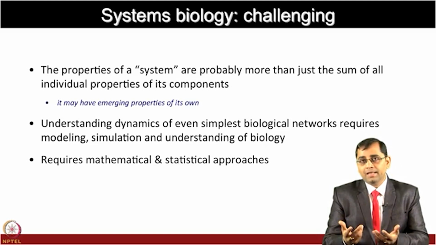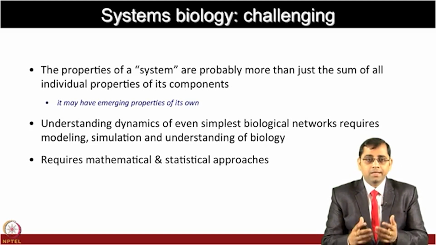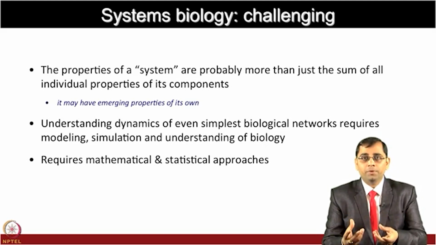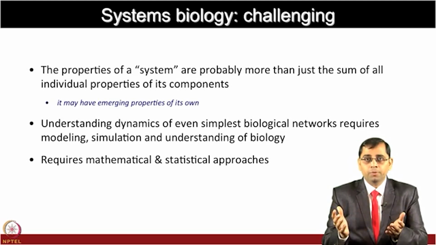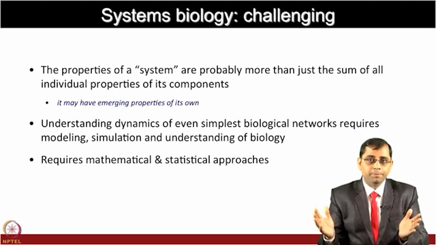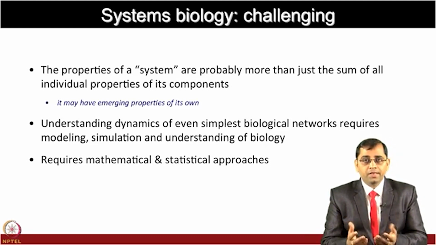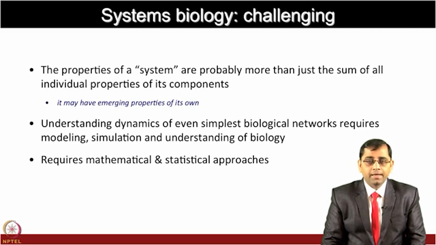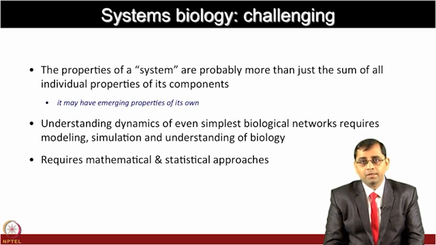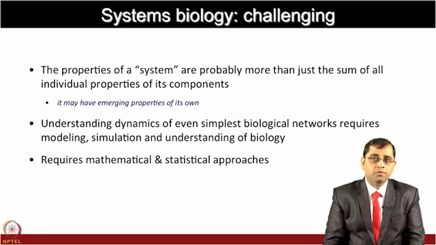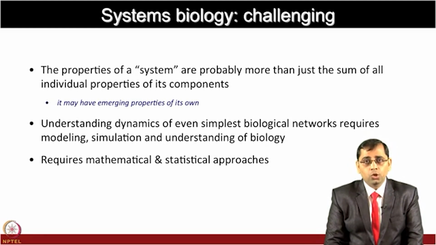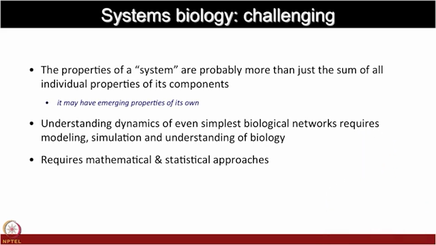And when you do systems analysis, you might find out that the system may have its own emerging property on its own, which was not possible just by looking at each piece separately and then combining them together. Understanding the dynamics of even the simplest biological networks requires a lot of computational power using modeling, simulation and understanding of the biological questions. It also requires mathematical modeling and different types of statistical approaches.